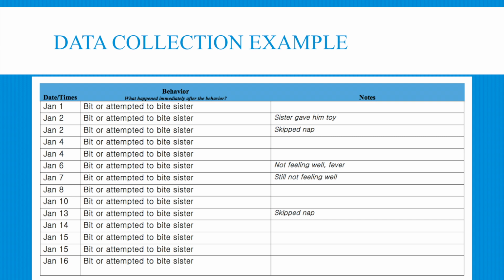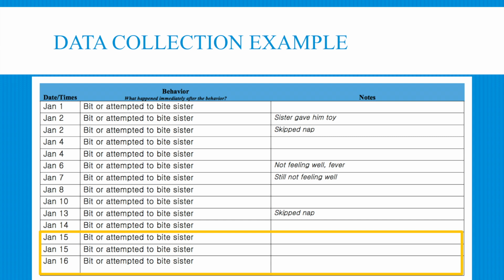You see here that Joey's parents recorded the total number of times their son bit his sister throughout the month of January. In this example, we see Joey bit his sister 7 times during week 1. By week 2, Joey bit his sister 4 times. During week 3, Joey was still biting his sister, and this time he bit her 3 times by the end of the week.